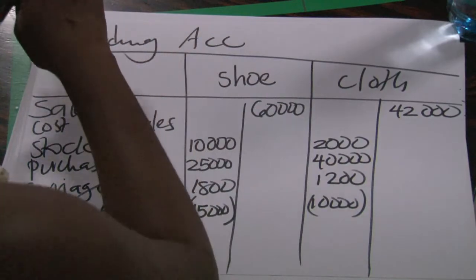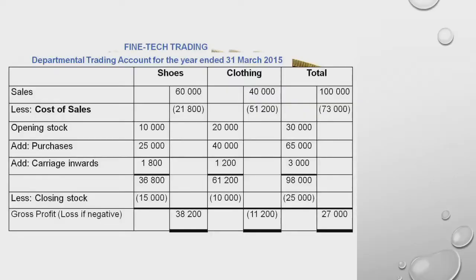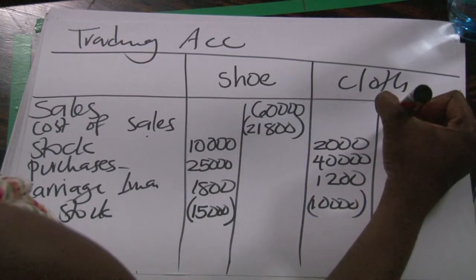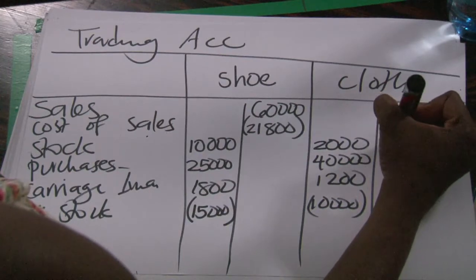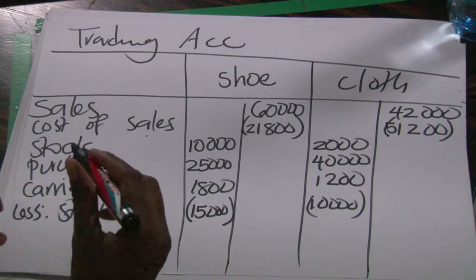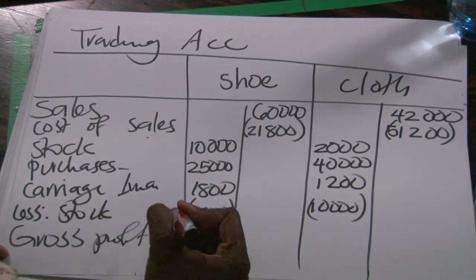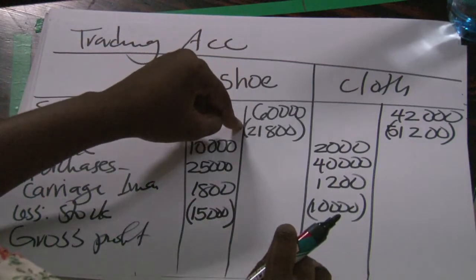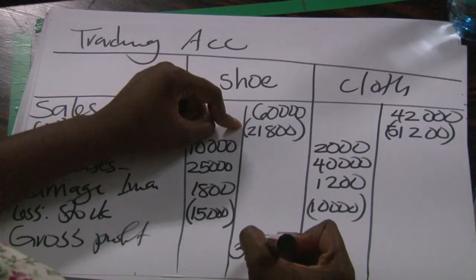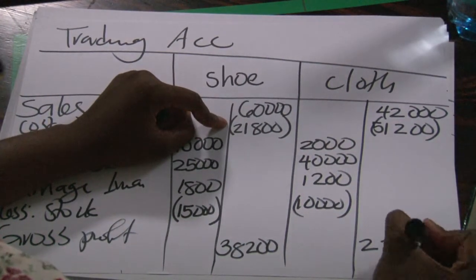I don't have a calculator, so I'm just going to go to the slides and see how much. Here we have 21,800 and here we have 51,200. So now we want to know our gross profit. Then our gross profit will be 60,000 minus 21,800. It gives us 38,200.